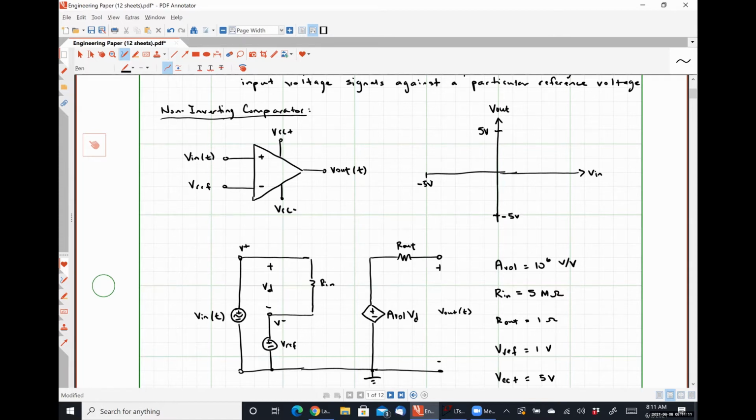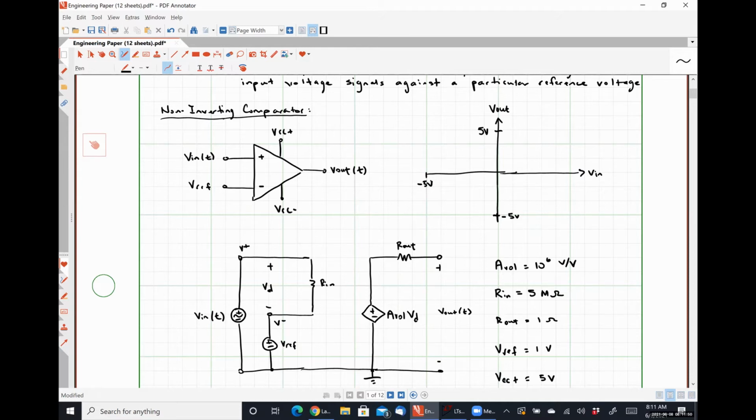So if Vn is negative 5 volts, what's Vref? 1 volt. Or sorry, that was my fault. Yeah, Vref is 1 volt all the time. So if Vn is negative 5 volts, what's Vd? That's a better question to ask. Negative 6 volts, okay. So that negative 6 volts for Vd is going to be multiplied by our open loop gain of 10 to the 6, which would be 1,000,000, right? So we would have an output voltage of negative 6 million volts, supposedly, right?